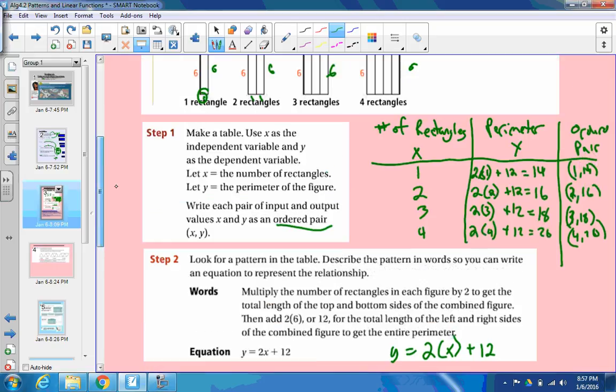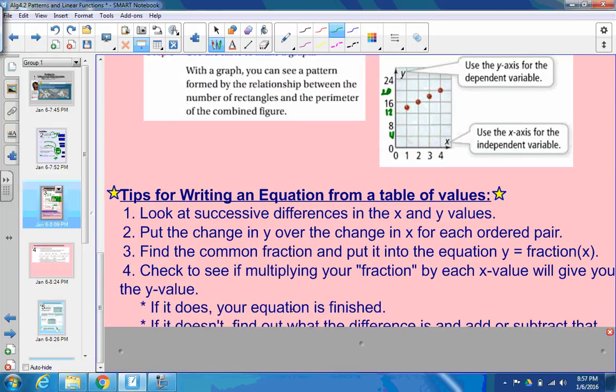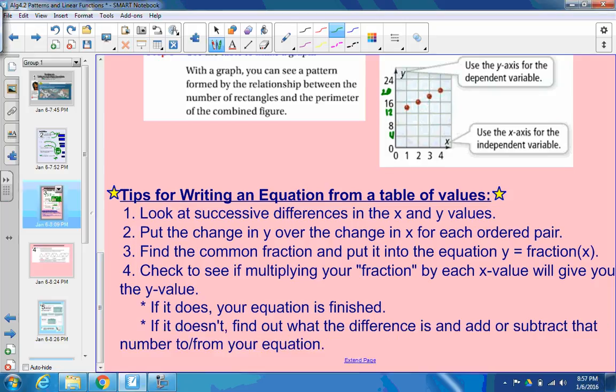And usually, if you can make a table, that helps so much, because it shows you patterns, and it helps you figure out a lot of stuff. Here I have one more tip, and this will make it easier for creating an equation, hopefully. Look at successive differences in the x and y values. If we looked at our x and y values, we had 1, 14, 2, 16, 3, 18, and so on like that.